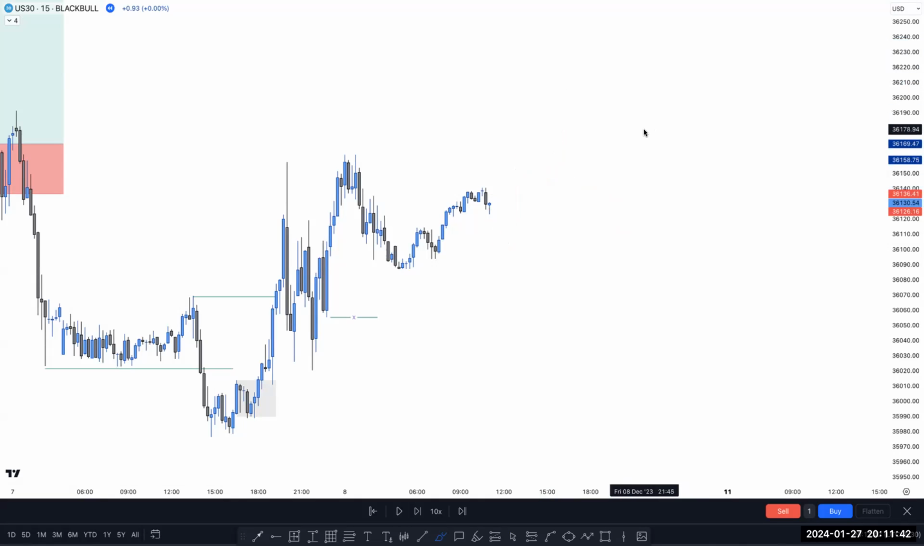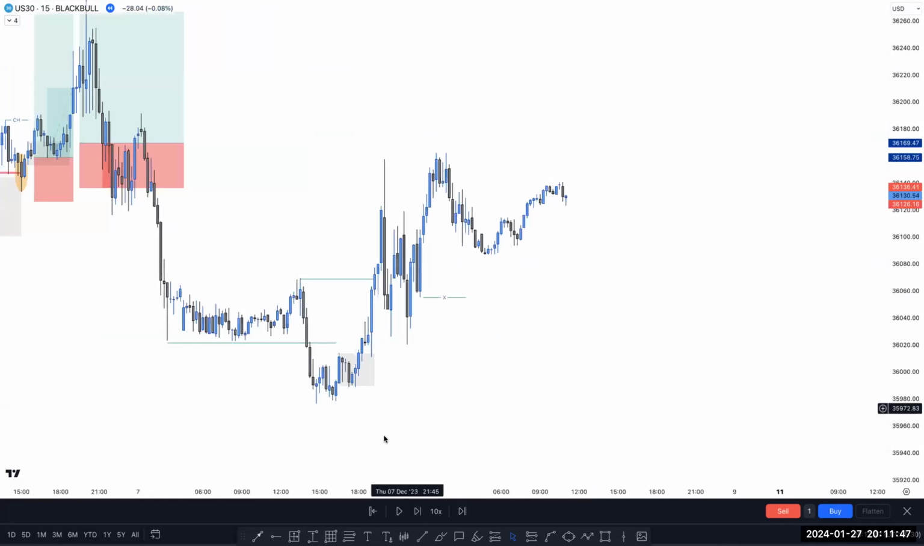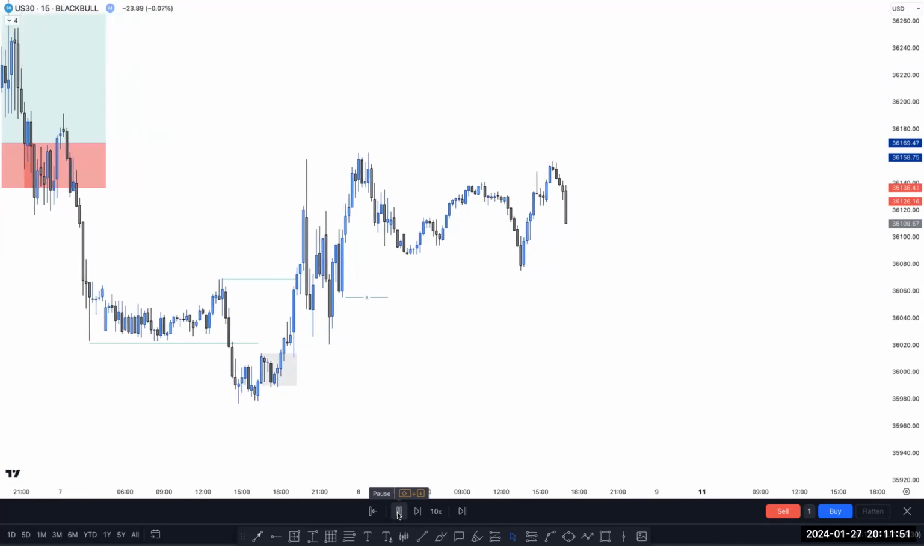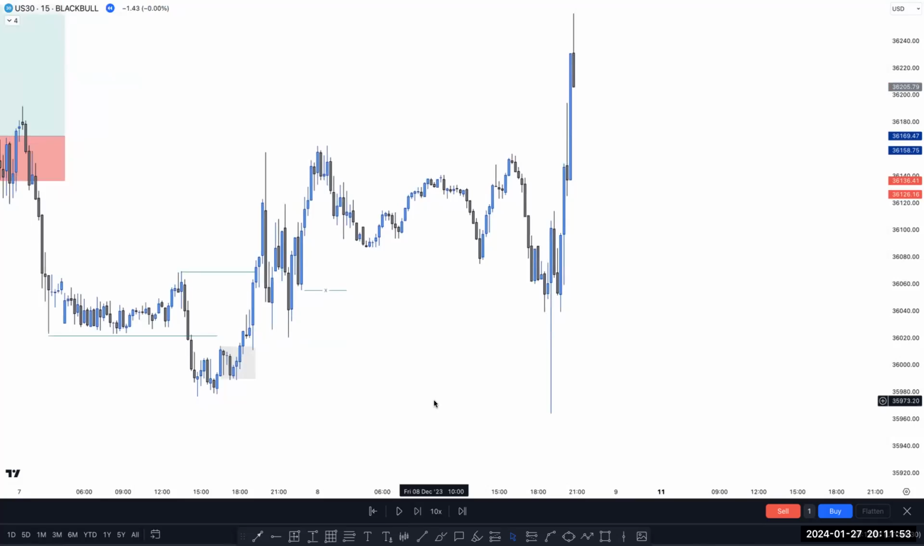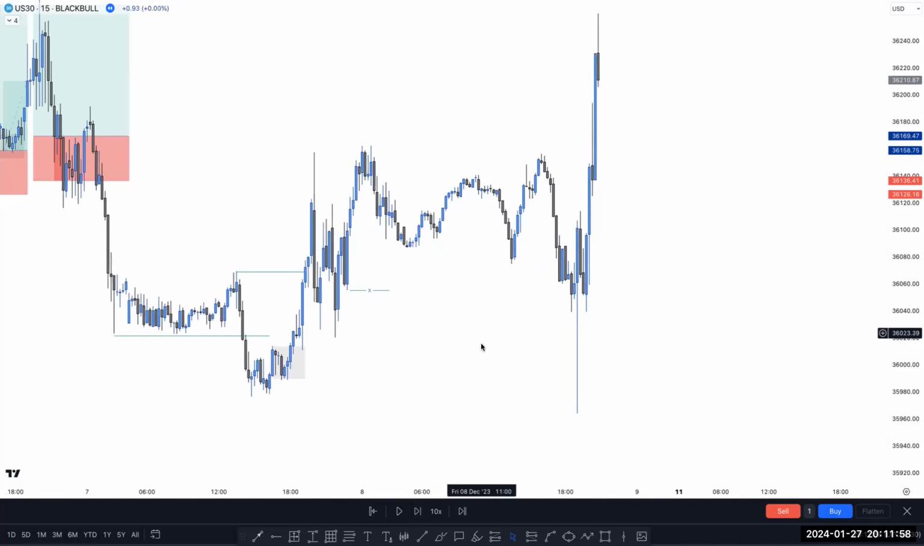So when the market creates a valid order flow, most of the time your price will react from that order flow. Most of the time, right? So what happened here? You can see the market went up and downside, and this order flow is already mitigated here.